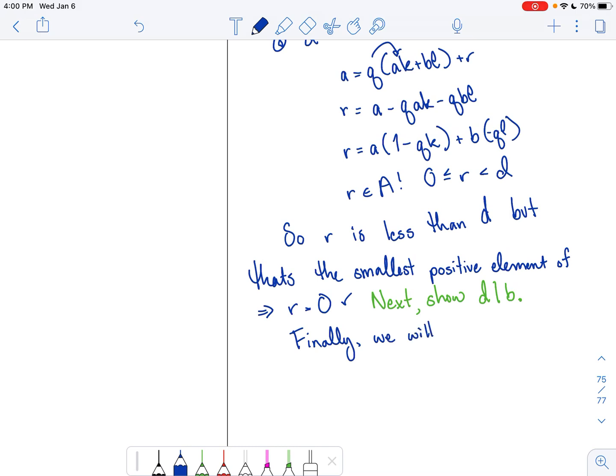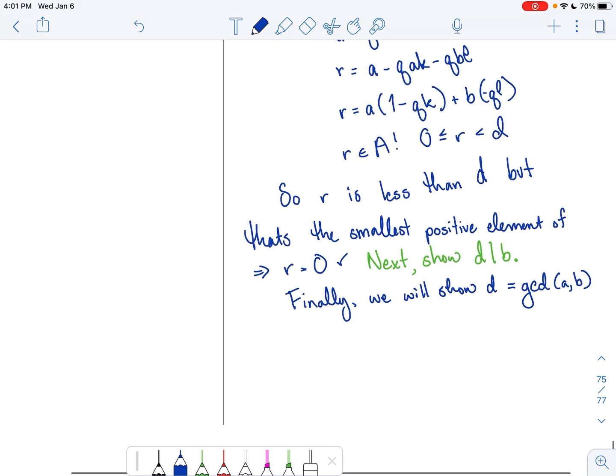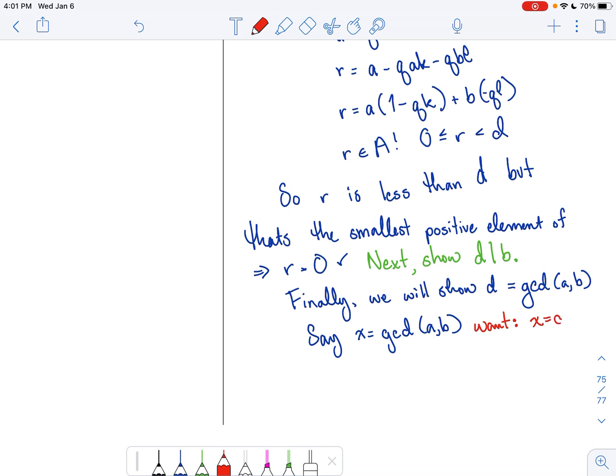we will show that not only does D divide A and D divides B, so we know it's a common divisor, we now want to show D is equal to the greatest common divisor of A and B. So what I'm going to say now is that X is equal to the greatest common divisor of A and B. And what we want to do is show that X is equal to D.